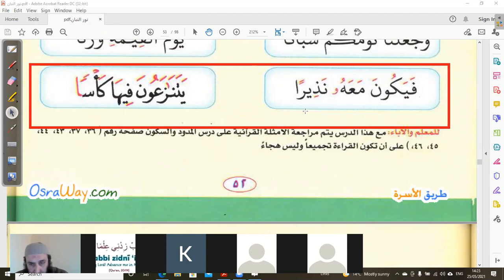فيكون معه نزيرا. فيكون معه نزيرا. نزيرا, the ra is a strong one, yeah. Next.